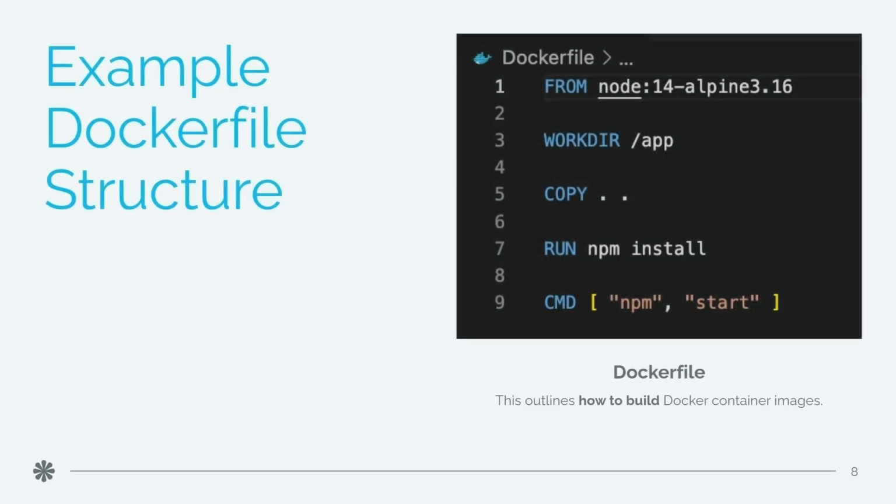Here's an example of a Dockerfile. A Dockerfile might start with a base image using FROM, then copy your code, run installation commands, and end with CMD, defining how the container starts. It's simple, repeatable, and ensures every developer builds the same environment.